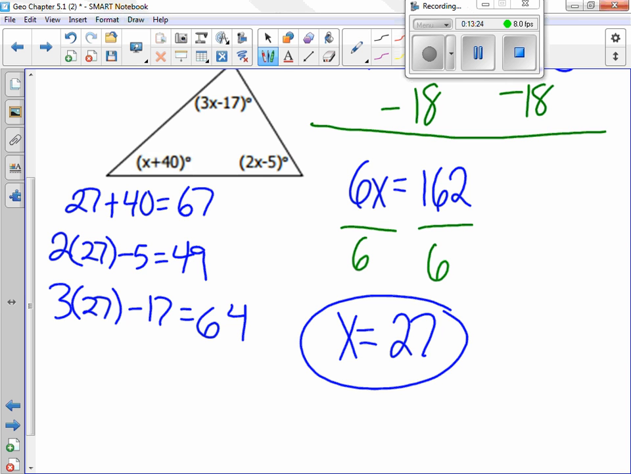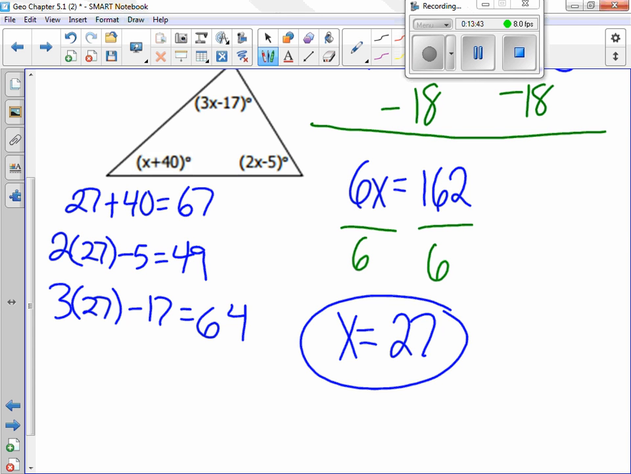Because 3 times 27 would be 81, carry the 2. 81 minus 17 would be 64, should be 64. And those would be our 3 angles. Questions on this here? Questions on anything we've done so far?